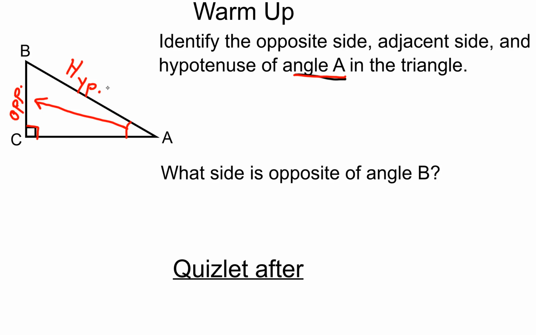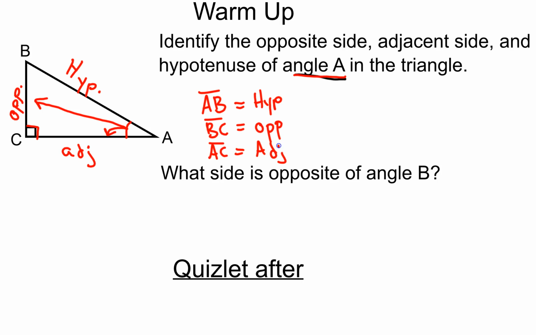And then finally, the adjacent side, that's the side that's next to AC. So that's our adjacent side. So if we got that here, we're going to say AB is the hypotenuse, BC is the opposite side, and AC is the adjacent side. Okay, so that's the first question.